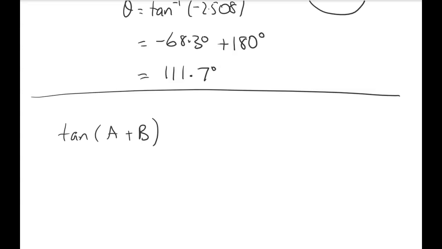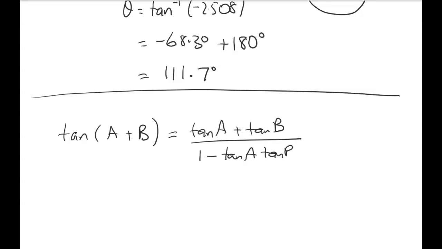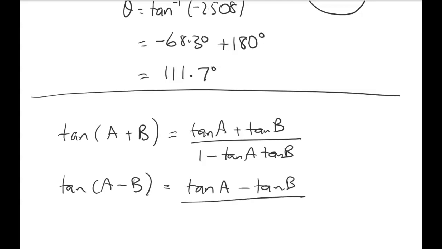But let's just start by writing down what is the compound angle formula for tan. Well, it's tan A plus tan B over 1 minus tan A tan B. And if I've got instead tan of A minus B, then it's pretty easy to prove that this just becomes tan A minus tan B over 1 plus tan A tan B. So we're going to use that.